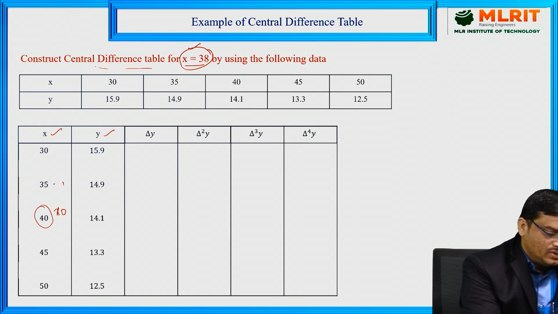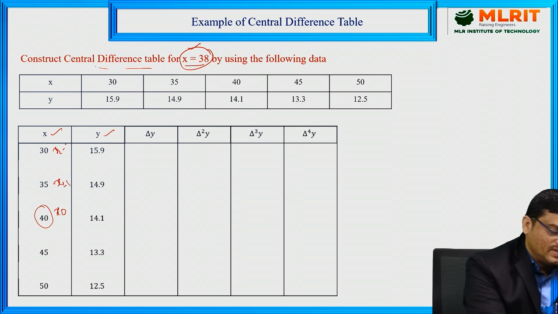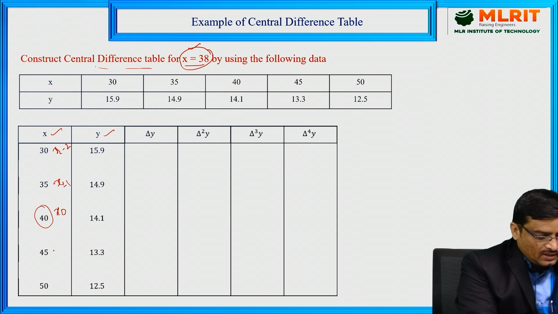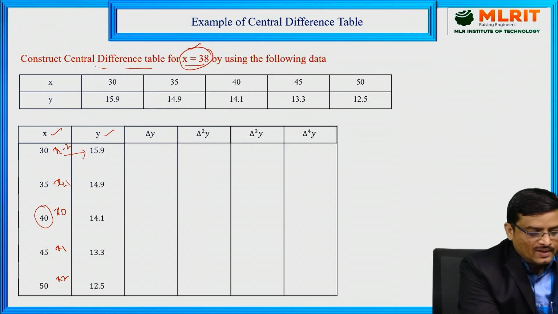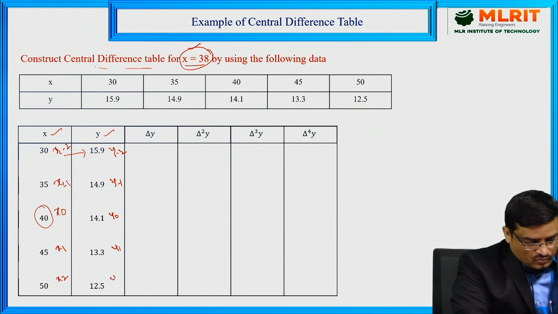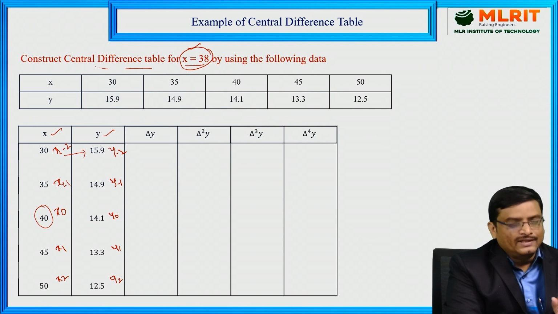Whatever values we have less than this 40, we represent with a negative sign, that is x suffix minus 1 and x suffix minus 2. And above 40, we represent with x1 and x2. Now represent its corresponding y values as y suffix minus 2, y suffix minus 1, y0, y1 and y2 here. This is a very important thing while you are constructing this central difference table.